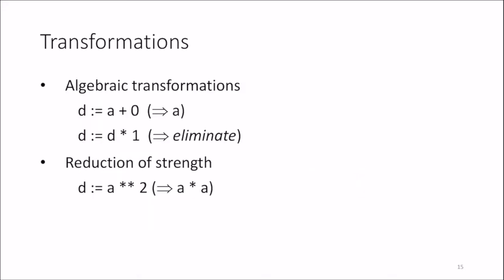The algebraic transformations, where you know that because you did some constant folding and copy propagation, maybe you know that this is going to end up being a 0, then we can eliminate this plus and just replace it. A plus 0 can be replaced with an a. D times 1 can completely be eliminated because essentially I'm not changing the value of d. If it was e is assigned to d times 1, then I would keep it, except I would take away this multiplication.